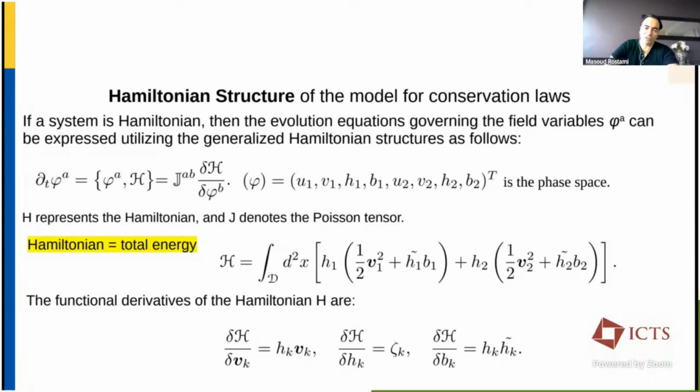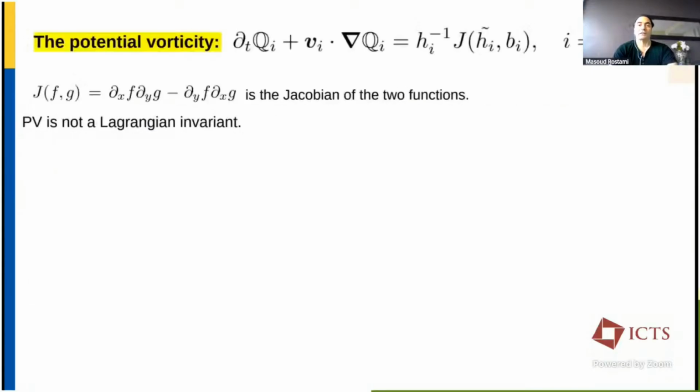H1, H2 are thickness, and V is velocity, and B1 and B2 are the buoyancy fields, which are a function of potential temperature in the two-layer system. And in fact, the potential vorticity can also be written down like this, as a function of 1 over H, Jacobian of H and B.